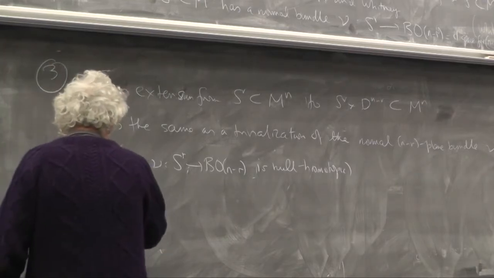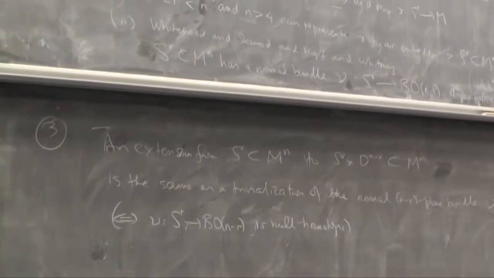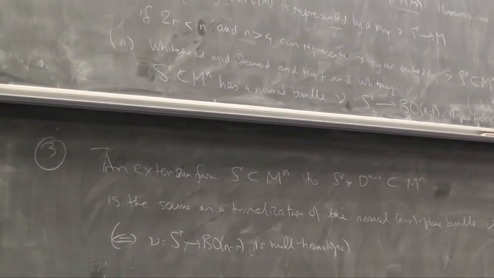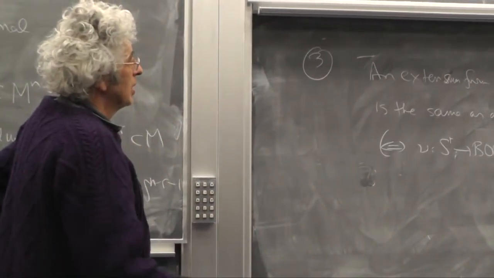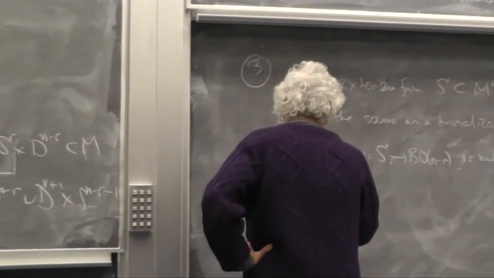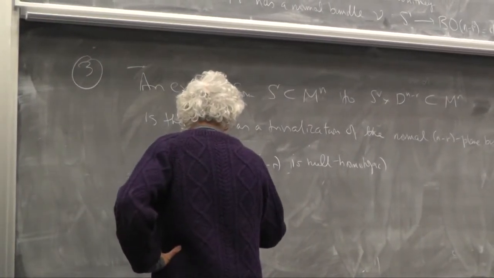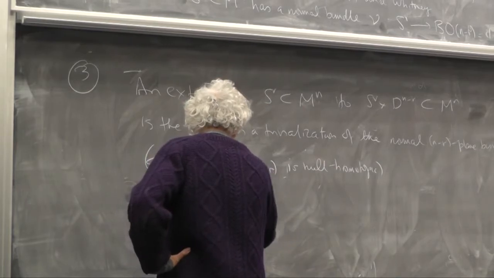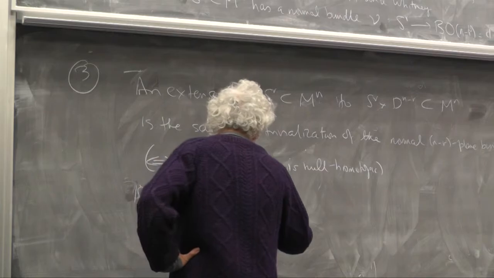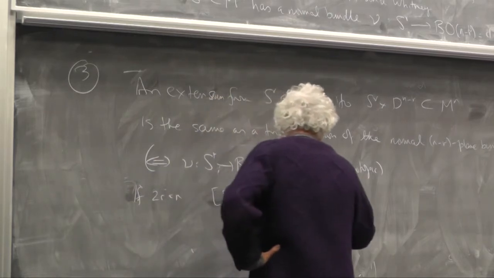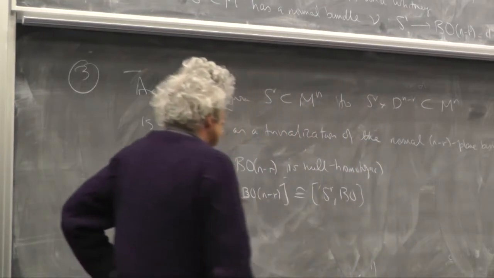But at least in this, you already have to assume that 2r is less than n in order to be able to apply the Whitney theorem and all this kind of stuff. So if 2r is less than n, the homotopy classes of this are in one-to-one correspondence with the stable homotopy groups.